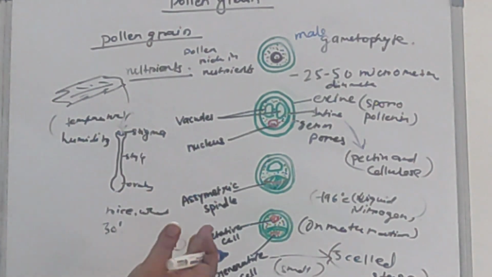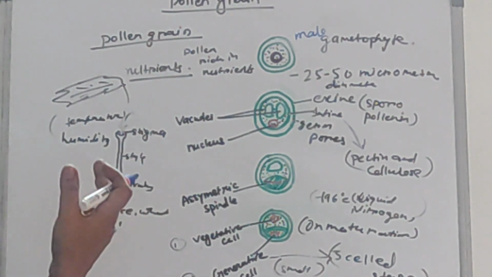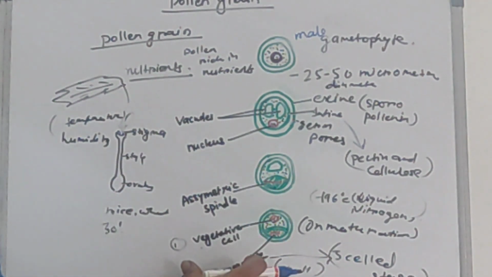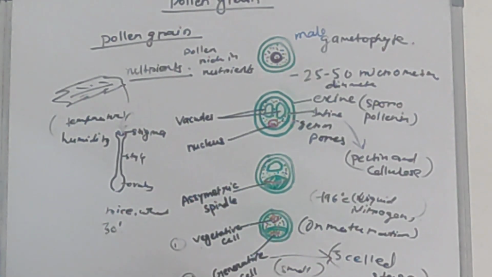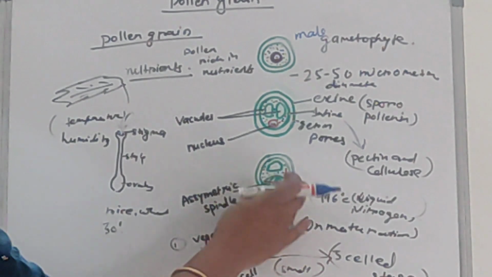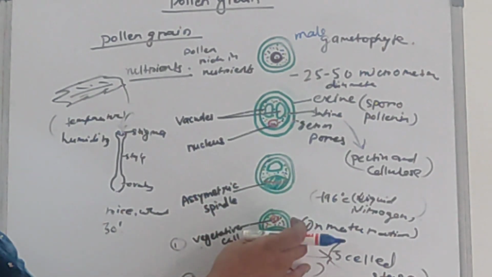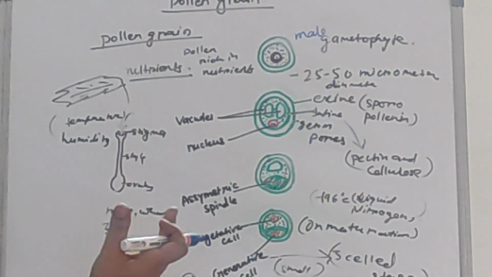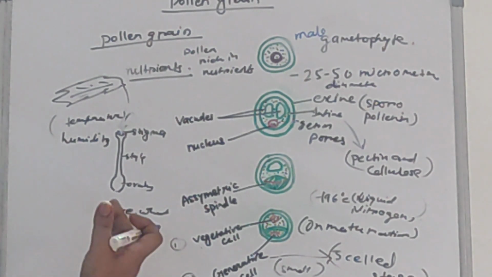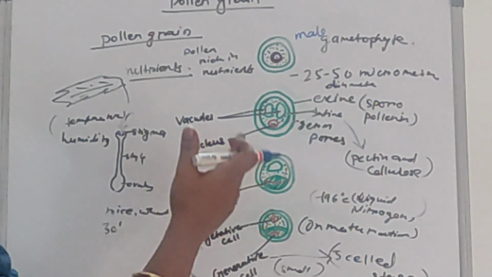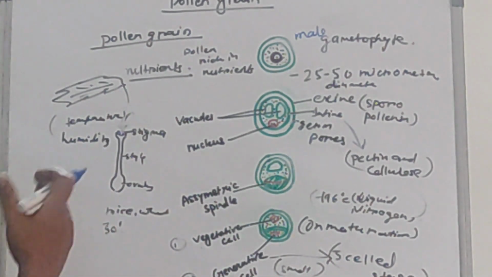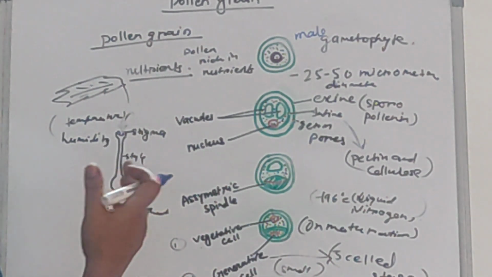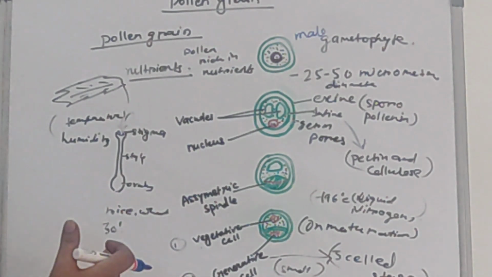Now in the remaining species, what's happening? The generative cell divides mitotically. In 60% of angiosperms, the pollen grain is shed at this stage only. But in the remaining species, the generative cell divides again mitotically to give rise to the two male gametes before pollen grains are shed.